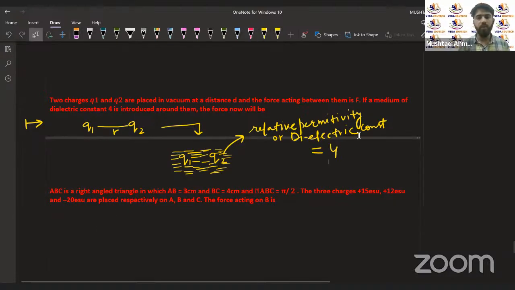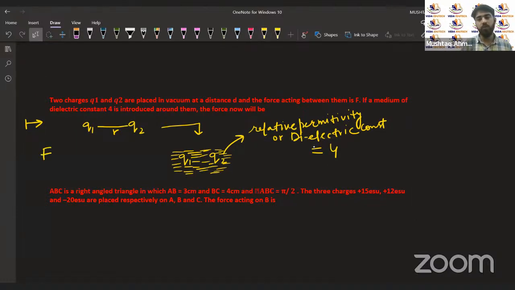The question is कि the force now will be? इसका, if the relative permittivity of a medium is 4, it means the new force will be nothing but 1 by 4 times of the previous force. So it will be F upon 4.